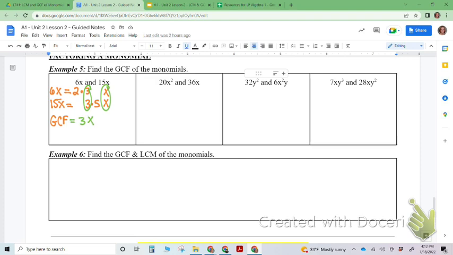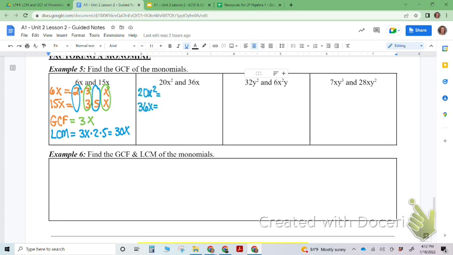Your GCF is 3x. Now, I didn't ask you to find the LCM here, but if you wanted to find the LCM, remember you take your GCF and you multiply by whatever columns still remain. So 3x times 2 times 5, LCM would be 30x. And then we would do the same thing with this next problem.